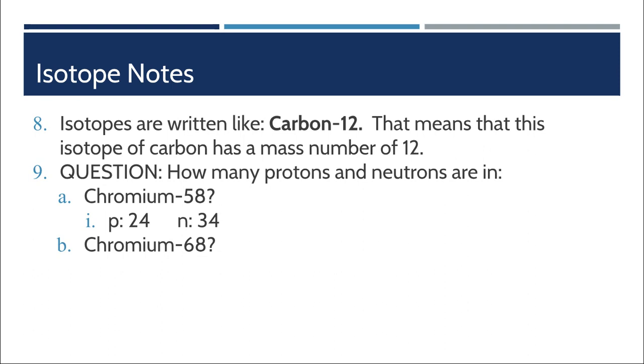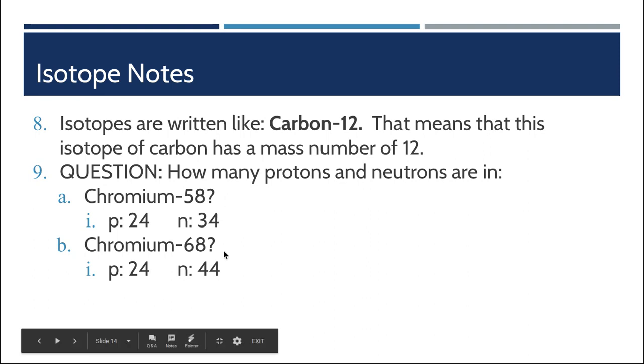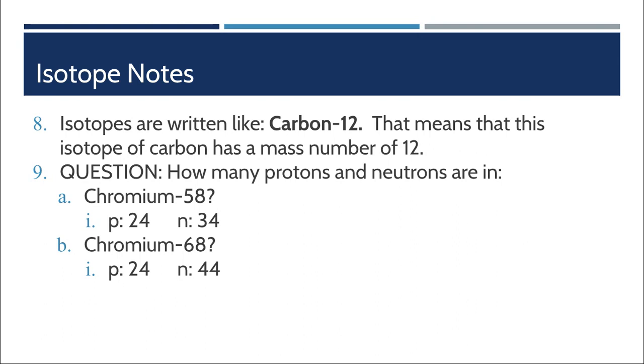Chromium-68, it's still chromium, right? It's still going to have the same number of protons, but you're going to have a different number of neutrons. So in this one, you have 24 protons again, and then you have 44 neutrons, because the difference is you've gained some neutrons there. Remember, if I change the number of protons, I'm changing the identity of the element. It is no longer chromium if I were to change that.